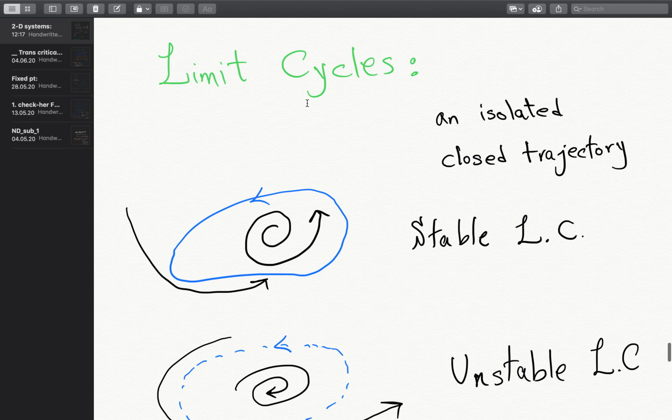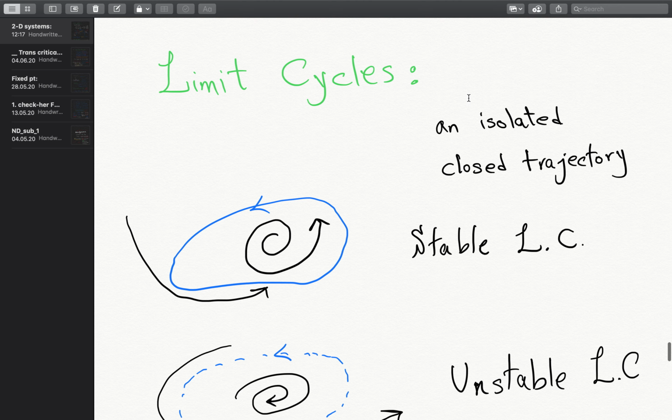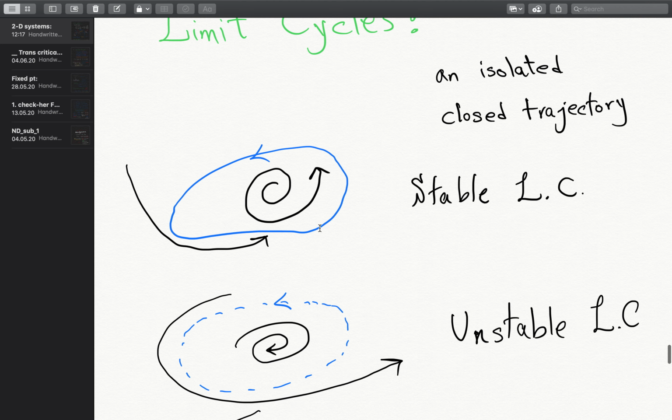So my limit cycle is like we talked about those closed trajectories, right? Like those periodic orbits, closed orbits, like the center. So an isolated closed orbit is called a limit cycle. It means that it is not actually always a cycle, but it's like these blue things.